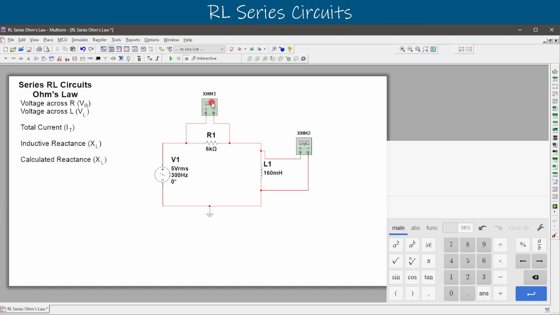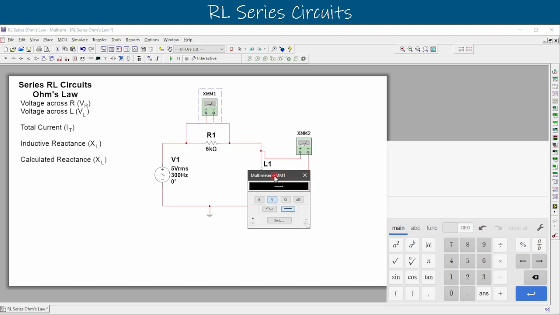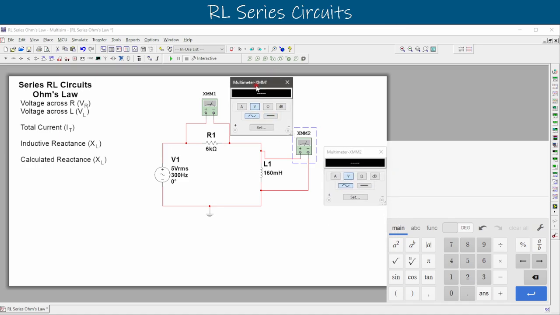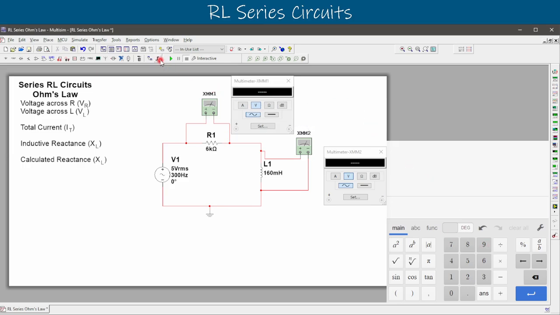Okay, so that gives us our voltage. We need to double click on both of these. These are automatically set to read DC volts, and now we have a frequency, right? We have an AC waveform. So we need to make sure that we set both of our meters to AC to be able to correctly measure these two here. And now we can hit play on the circuit and get these two values.